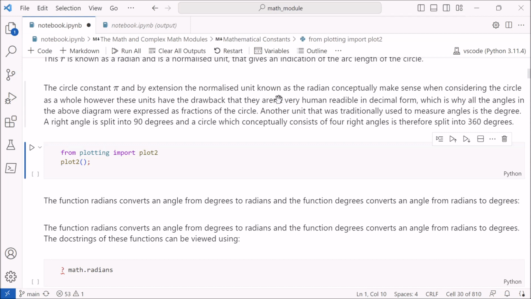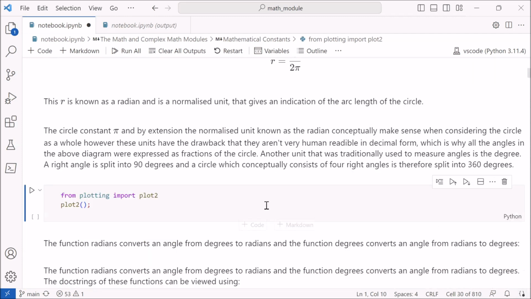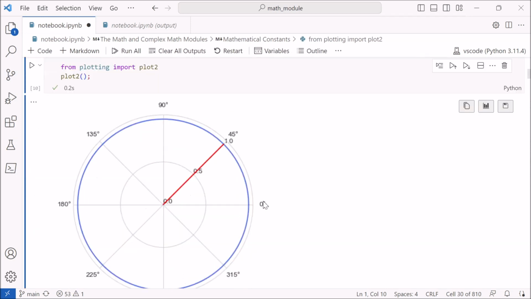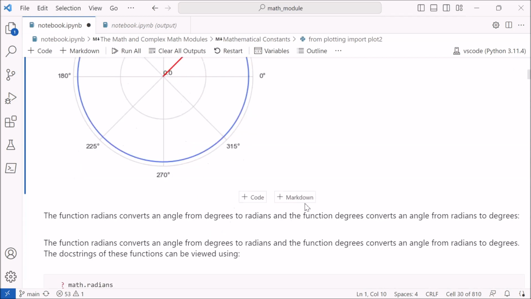However, these units have a drawback: they're not very human readable in decimal form, because you've essentially got all these trailing numbers. Therefore the degree is quite commonly used when humans are interacting with circles. So let's have a look at this circle in degrees. You've got 0, 45, 90, one right angle, 90, 135, 180, the second right angle, 180, 225, 270, third right angle, 270, 315, and back to 360, which is the last right angle.